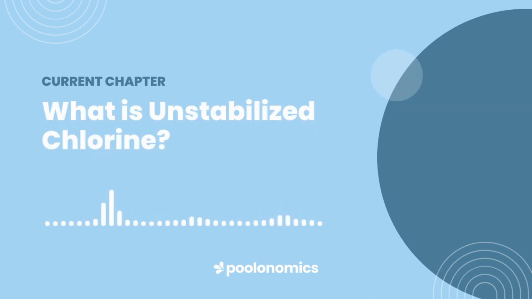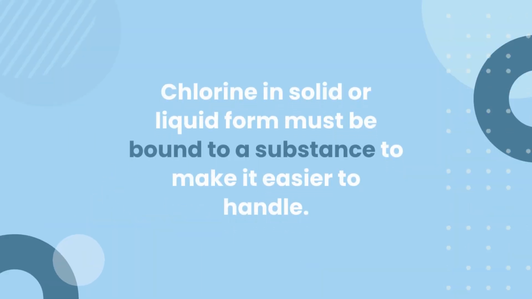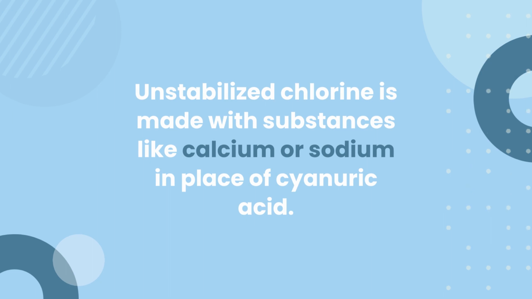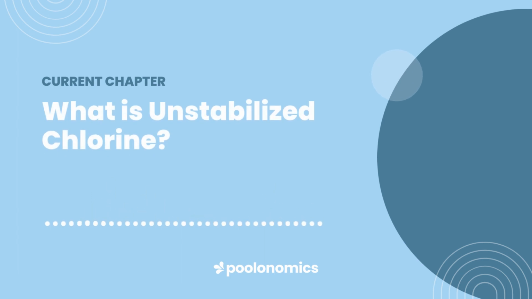Now let's talk about unstabilized chlorine. This type is not made with cyanuric acid. As a result, it doesn't offer any protection against UV light, and it degrades much faster when exposed to direct sunlight. Chlorine in solid or liquid form must be bound to a substance to make it easier to handle, so unstabilized chlorine is made with substances like calcium or sodium in place of cyanuric acid. Like stabilized chlorine, it can be used as both a residual sanitizer and a shock treatment.